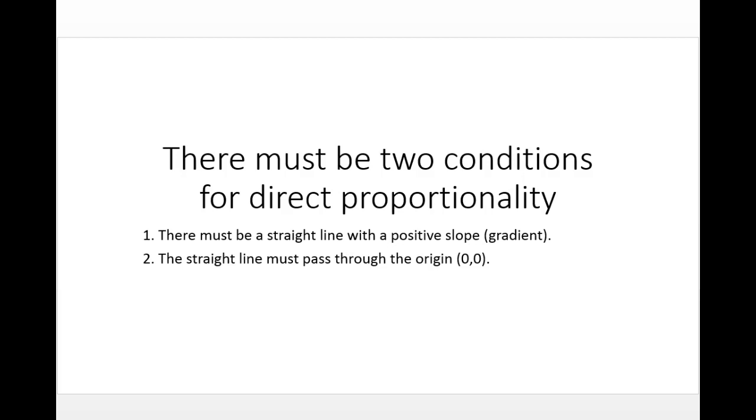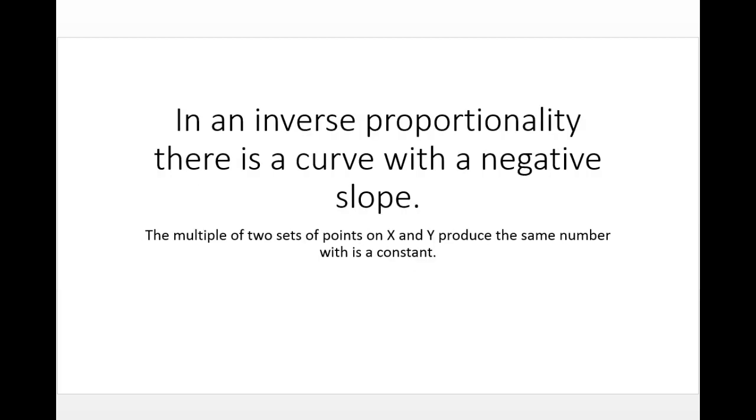There are two conditions that must be met for there to be direct proportionality. That is, you must have a straight line with a positive gradient or positive slope, and that straight line must pass through the origin, which is 0, 0, x and y both being 0 in their coordinates.